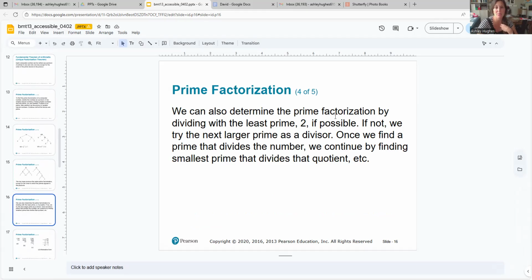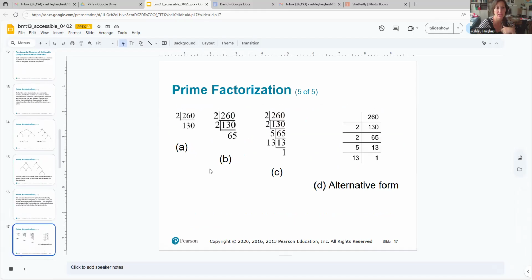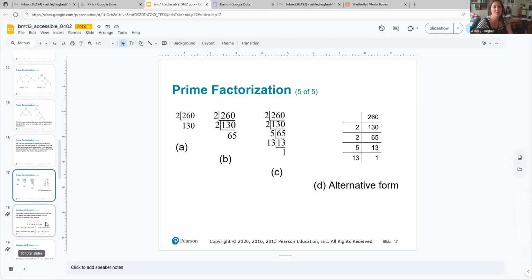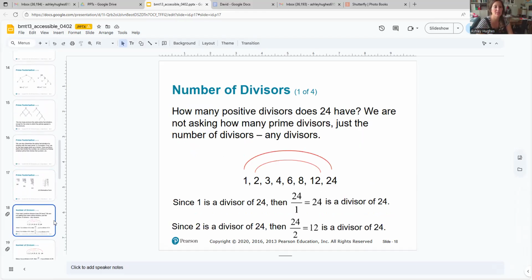We can also determine the prime factorization by dividing with the least prime too, if possible. If not, we turn to the next larger prime as divisor. Once we find the prime that divides the number, we continue by finding the smallest prime number that divides. So this is showing another way to do this. Divide by 2 over and over again until you can't divide by 2 anymore. Then they're like, oh, I can divide by 5. That's another prime number. And then I can divide by 13. So it's kind of finding it similar, but just a different method.